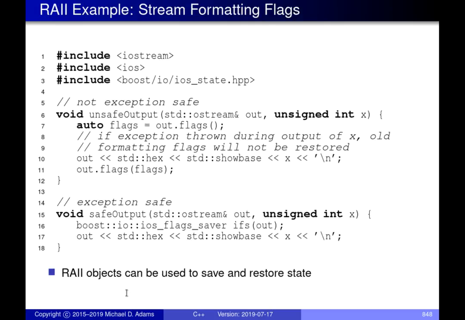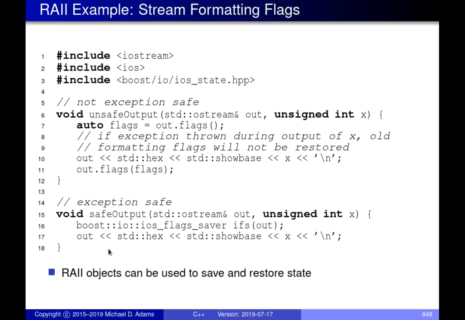And RAII can be used for other things as well. It's not just an issue of trying to minimize resource leaks. You can also use it, for example, to restore state that's been modified. And this is an example of this sort of usage of RAII.